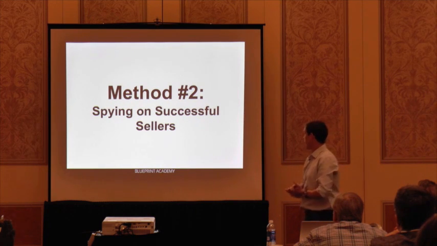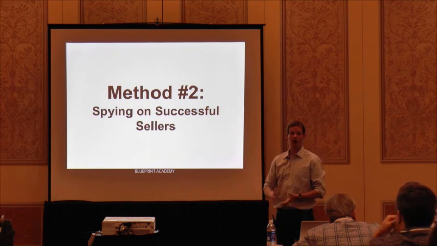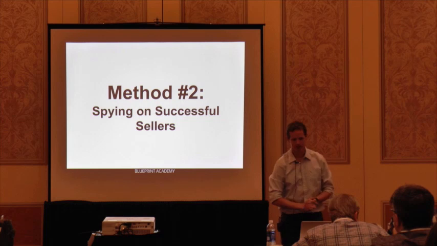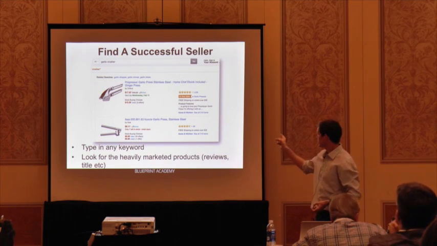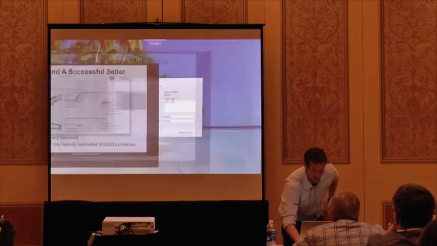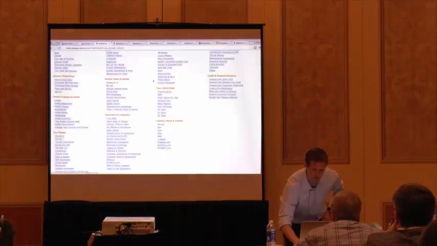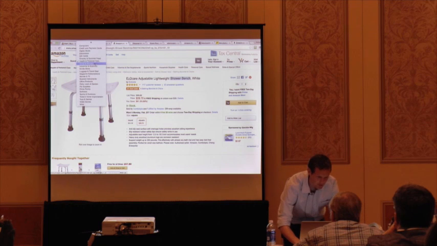The next method, this one works really, really well, and that's spying on other successful Amazon sellers. Okay, so let's have a look at this. Here we've got a garlic crusher, which I will pull up here. This is something that we're going to have a closer look at later, because we purchased it, so we can reverse engineer it a little bit. But let me just pull it up here.